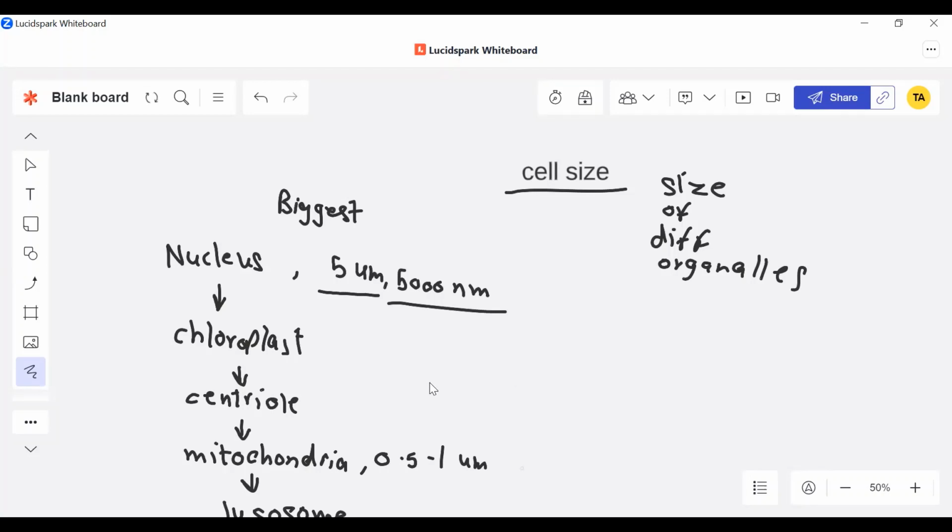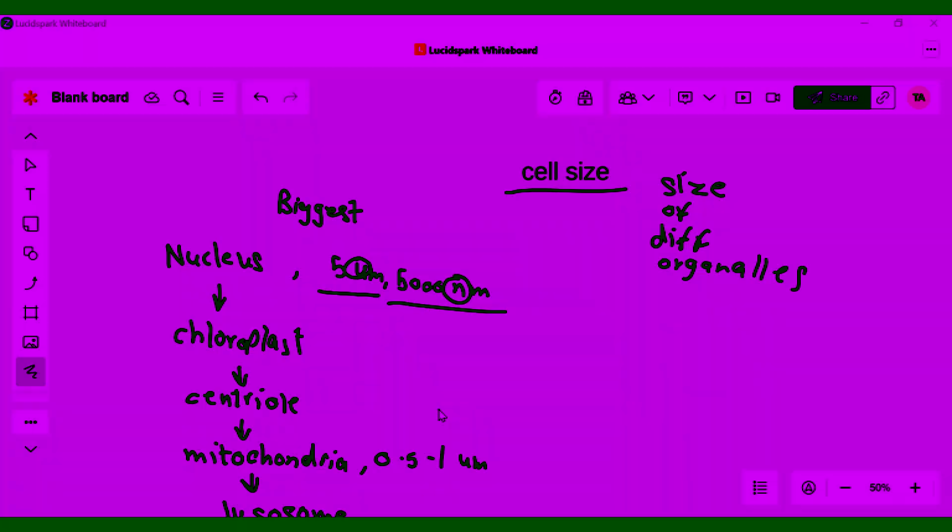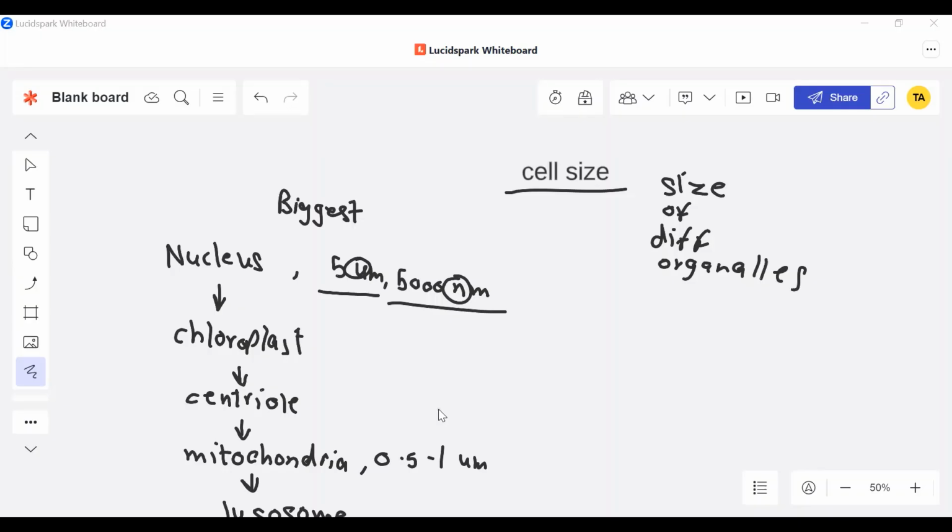Now, do you guys know micrometer or nanometer? If not, I'll explain that today as well, because this comes in physics as well as biology. So do you understand what these units are, or should I explain them? Yes, I should explain them, or you know them? You know them, good. But I'll also explain a little bit about them.